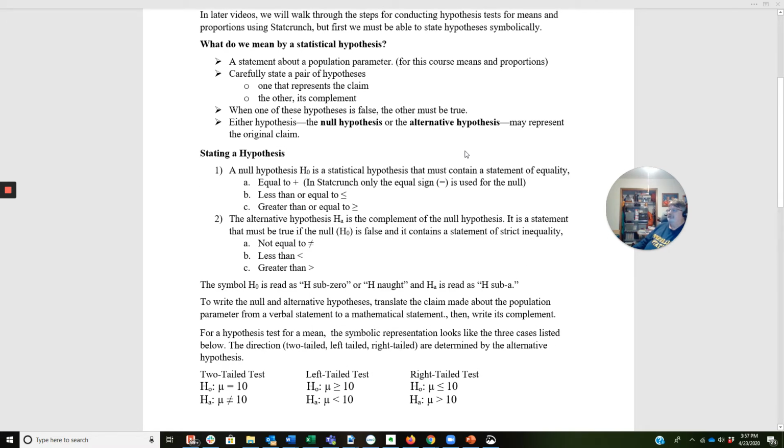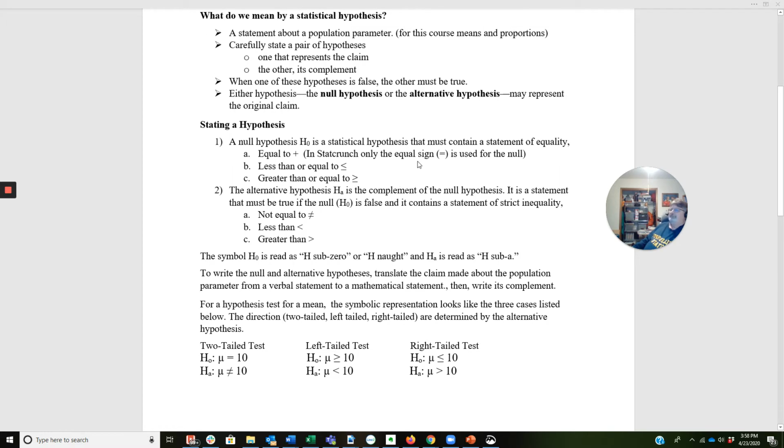The null hypothesis, which is H naught, you see the H with the subscript 0, is a statistical hypothesis that must contain a statement of equality. It's either equal to, less than or equal to, or greater than or equal to. And when you're entering these into StatCrunch, you're only going to use the equal sign for the null hypothesis. You won't use the less than or equal to or the greater than or equal to. And we'll see examples of that later.